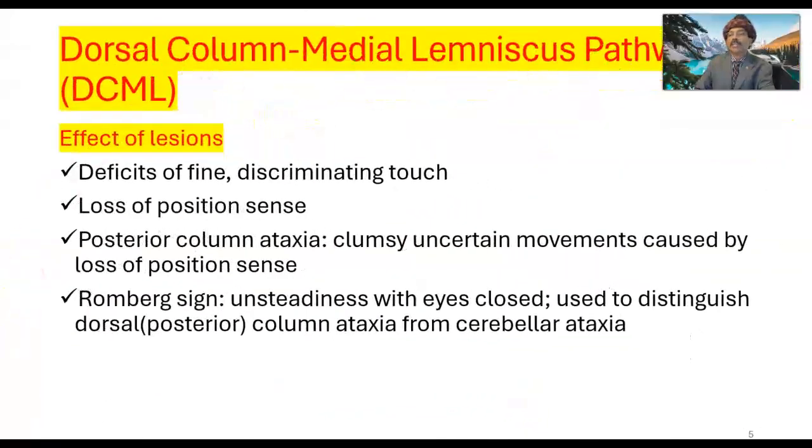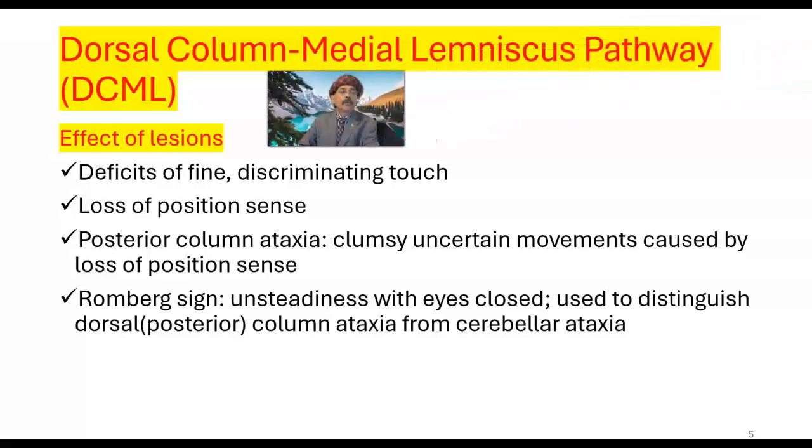Dorsal column medial lemniscus pathway. Effects of lesion: what happens if there is any lesion in the dorsal column? Deficits of fine discriminating touch, loss of position sense, posterior column ataxia, clumsy uncertain movement caused by loss of position sense. Romberg sign: unsteadiness with eyes closed, used to distinguish dorsal column ataxia from cerebellar ataxia.